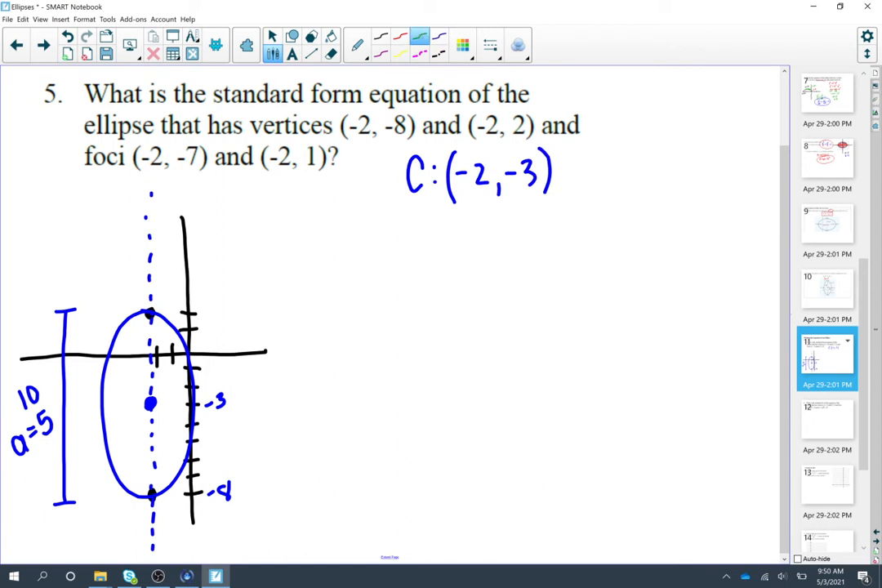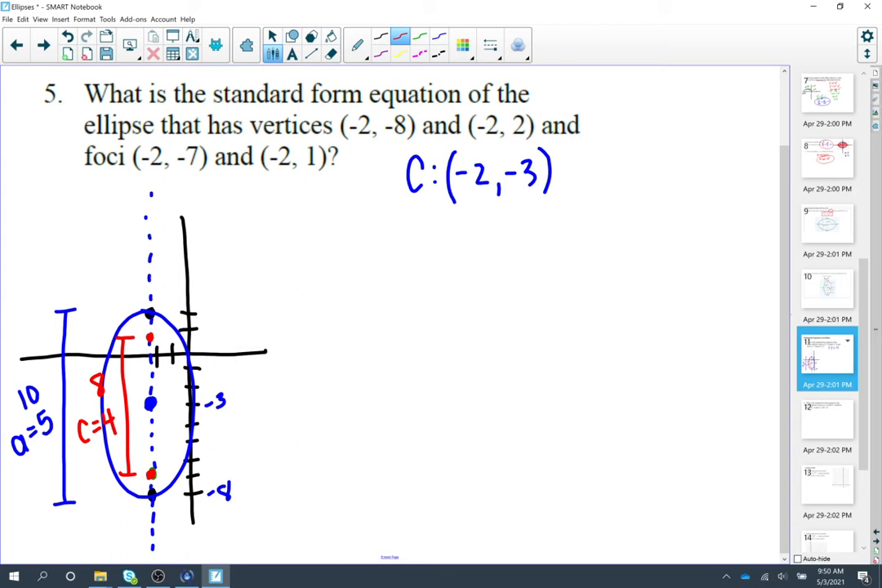Now, the other information we're going to take from that are our foci. Our foci are at (-2, -7) and at (-2, 1). If that's my foci, the distance, down here at -7 up to 1, is going to be 8. So half of that, and that's your foci, not your minor axis, so that's c, is 4.